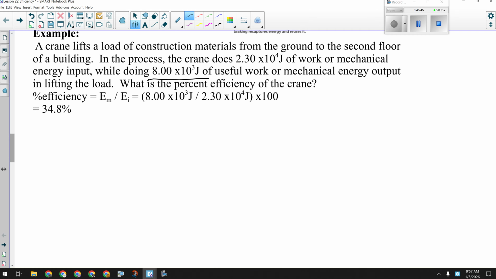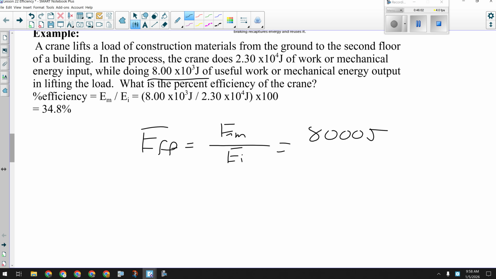All right, so what's the efficiency? Well, efficiency is the useful work, which we call EM, divided by the energy input, the amount of work you actually had to do. So that's going to be 8,000 joules divided by 24,000 joules. If we do that, that crane is running at 34.8% efficiency.